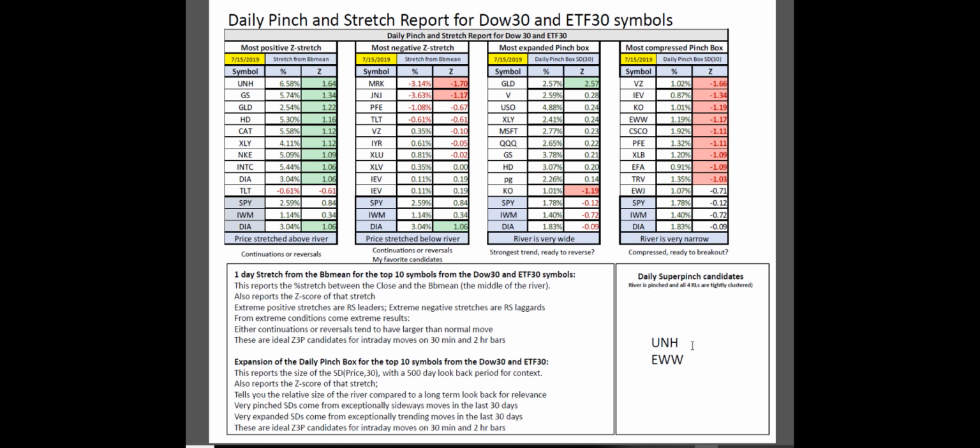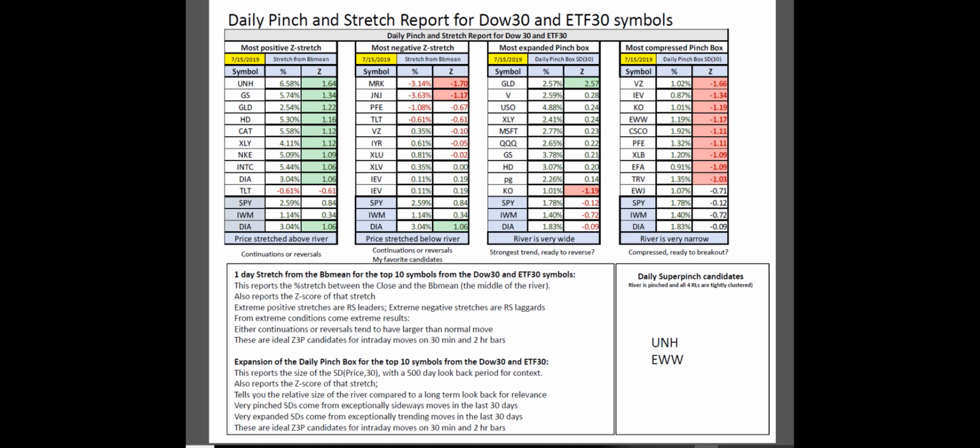Columns 3 and 4, the most expanded pinch boxes: nothing really to see there. The z-scores are not really that much, with the exception of Coca-Cola. KO had an interesting swing pattern that deserves a look. That'd be a secondary objective.